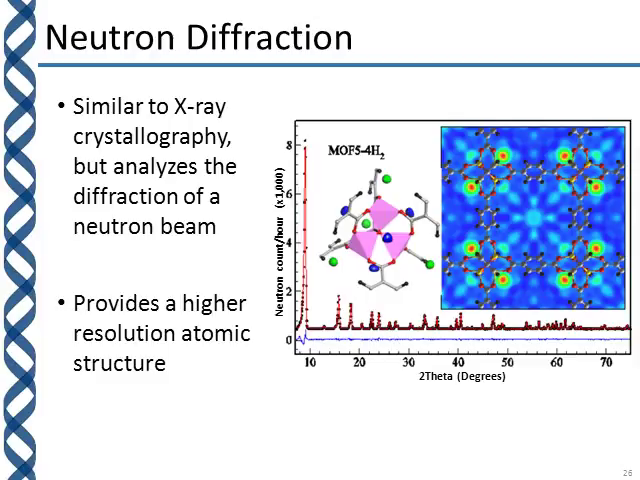There's also neutron diffraction, similar to X-ray crystallography. In this case, it analyzes the diffraction of a neutron beam. This provides a higher resolution of the atomic structure. And on the right shows an example of this kind of analysis.